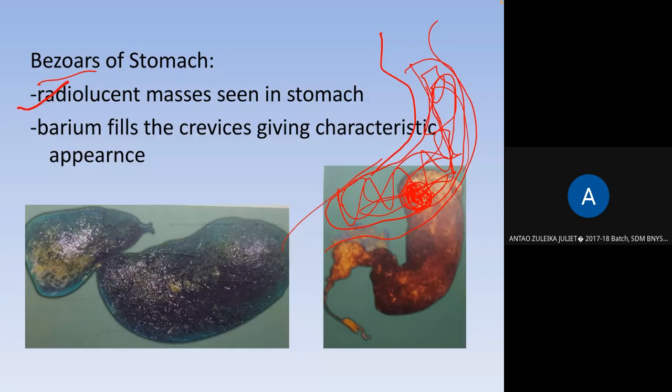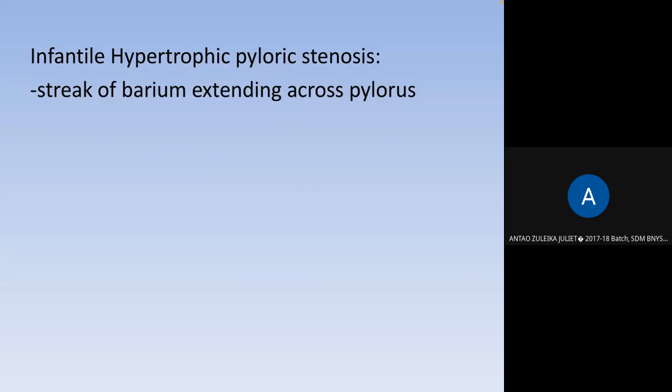That is, it cannot be seen, but the problem is when there is a bezoar inside, the barium will go like this and line it. And if there is a crack in it, that will line that also. So you can suspect that there is something which is occupying the space of the stomach. Okay, next we'll go to one more condition, that is hypertrophic pyloric stenosis. This will also look like a rat tail.